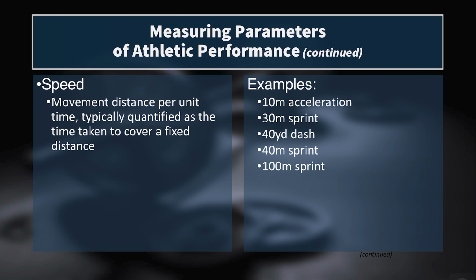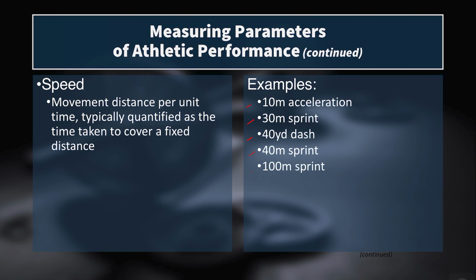So some examples here for our team sport athletes that are common: 10-meter acceleration, 30-meter sprint, 40-yard dash, 40-meter sprint. I don't know the difference between when they say dash or sprint. Dash sounds kind of classical and kind of cool, but I think it means the same thing as sprint. Or a 100-meter sprint.